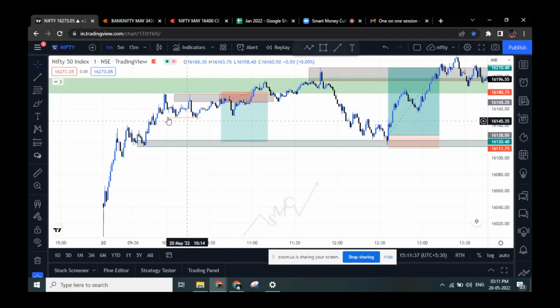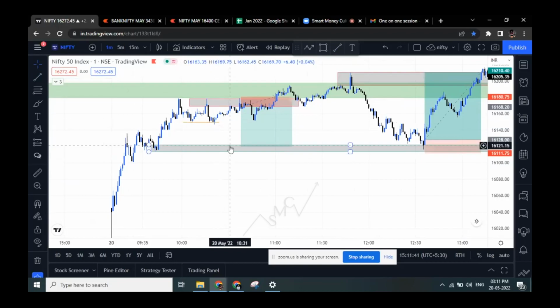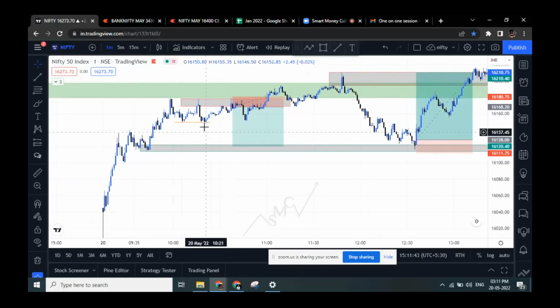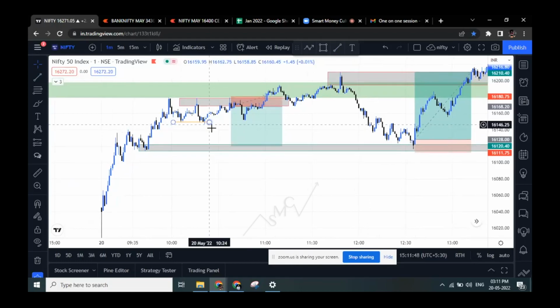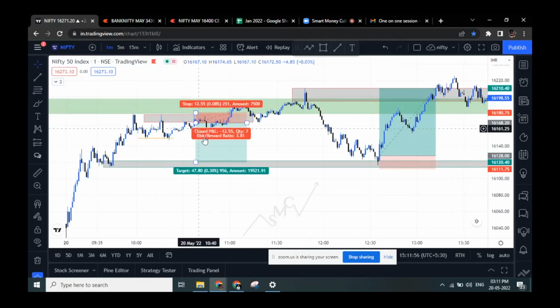Okay, so just do one thing. Just take a screenshot of this and log this in your journal. Only this observation, that's what I want you to do. And now move to a different part of the market. Just scroll through the day and see if you find a similar structure again.